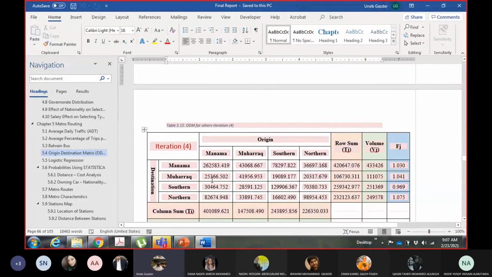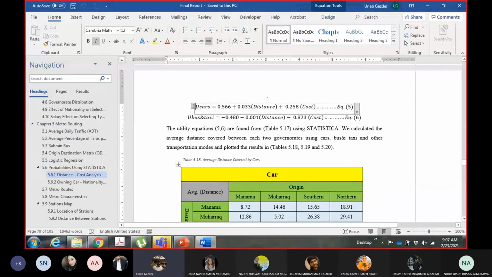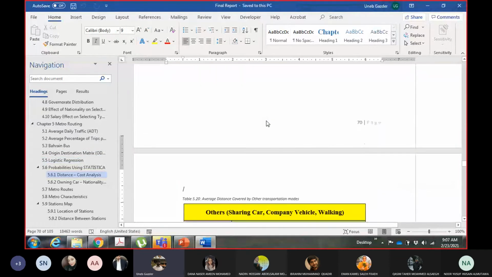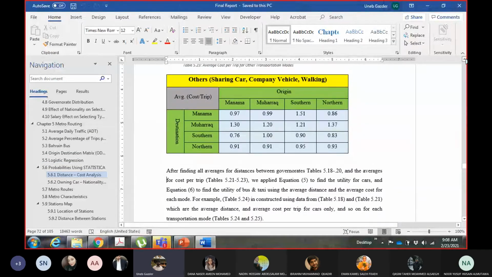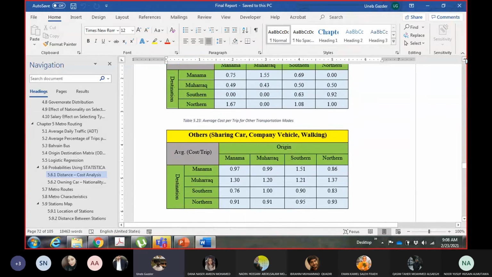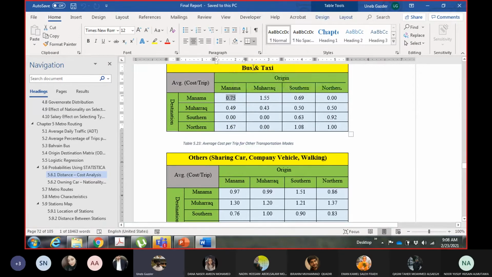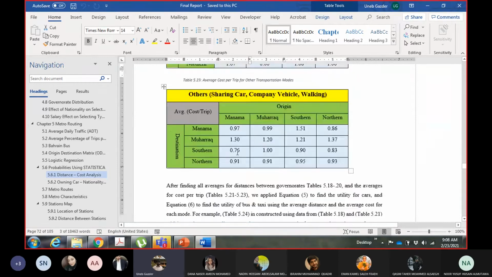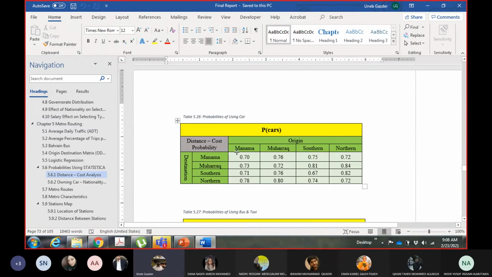Then after they applied the mode choice models, the trip interchange models, they developed these equations, and on the basis of these equations, they came up with these matrices. What you see in these matrices is the percentage of trips which are taken by different modes. For example, out of the total number which I showed you in the previous matrix, 75% are going by bus and taxi. Sorry, this is the cost matrix. This is the utility, and this is the plot.